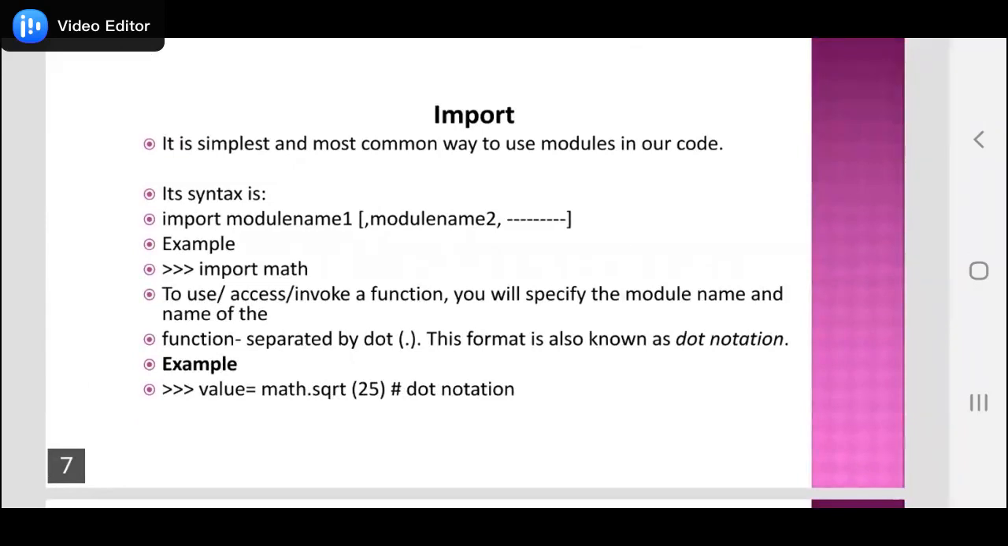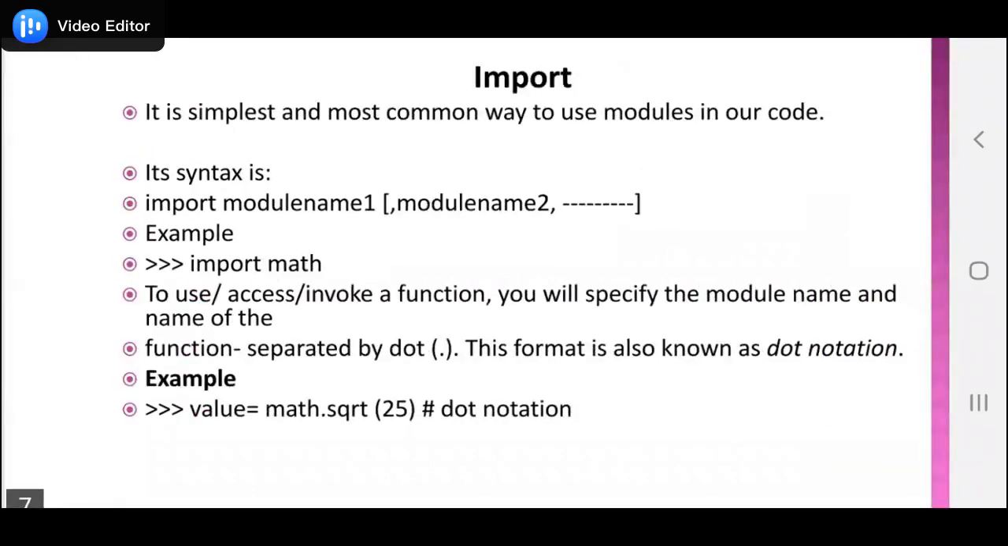We can import multiple modules also. Here you can see the example: import math, random, and we can use multiple modules. So we can import multiple modules by using the keyword import. This is the common way as well as the simplest way. But what is the disadvantage of this?